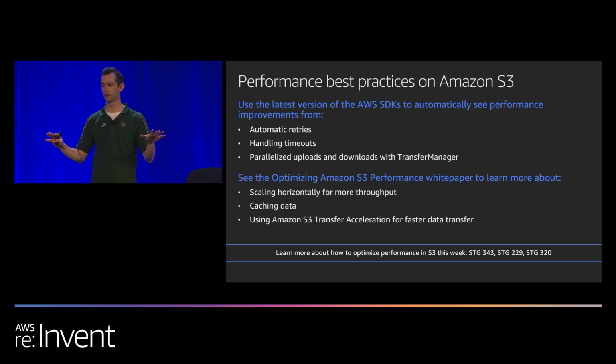Use the scaled out nature of S3 to get the data as quickly as you need it to a cluster or other workload that you're processing, and get the data you need so then you can get those instances working and efficiently used as quickly as you can.